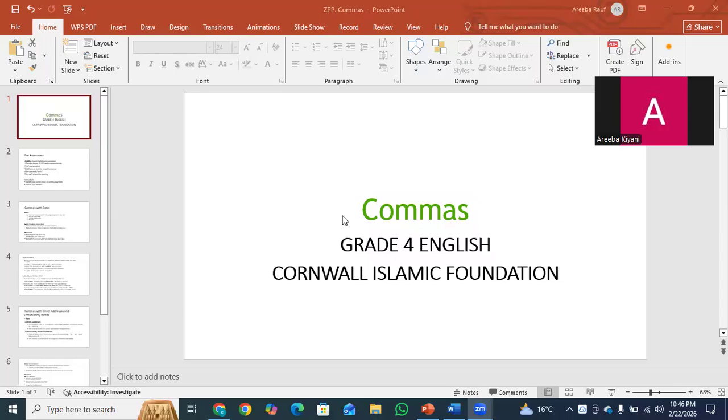Hey students, so today's topic is about commas. A comma is a small punctuation mark. It helps us take a small pause when we read. Commas make our sentences clear and easy to understand. Okay, let's move towards the next slide.